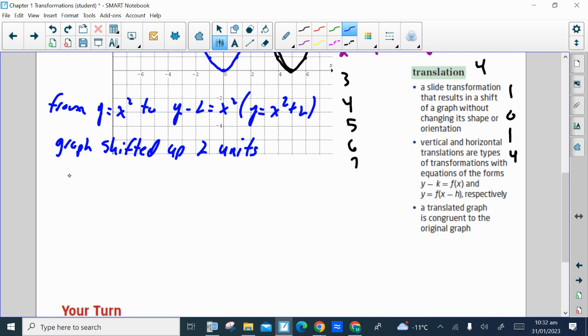And our mapping notation is that (x, y) is mapped into (x, y plus 2). Because the graph shifted up 2 units, that means that you added 2 onto all the y values. That's what we did when we did our table of values. We added 2 onto all the y values from y equals x squared.